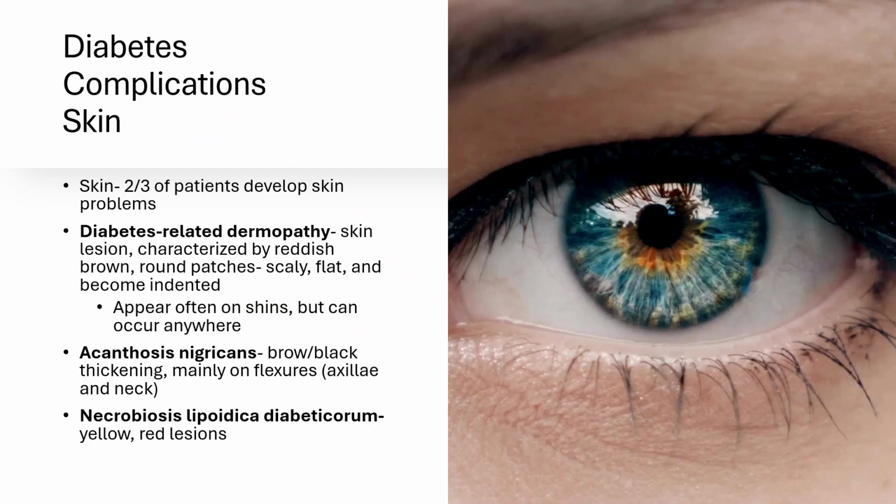There are skin complications, and we see it in two-thirds of the patients. Diabetes related dermopathy, which is skin lesions characterized by reddish, brown, round little patches. They're scaly, they're flat. They often appear on the shins, but can actually be anywhere. We can have black brown thickening, mainly on the axilla or the neck. And then you could have yellow or red lesions. These are just different skin conditions that can happen.